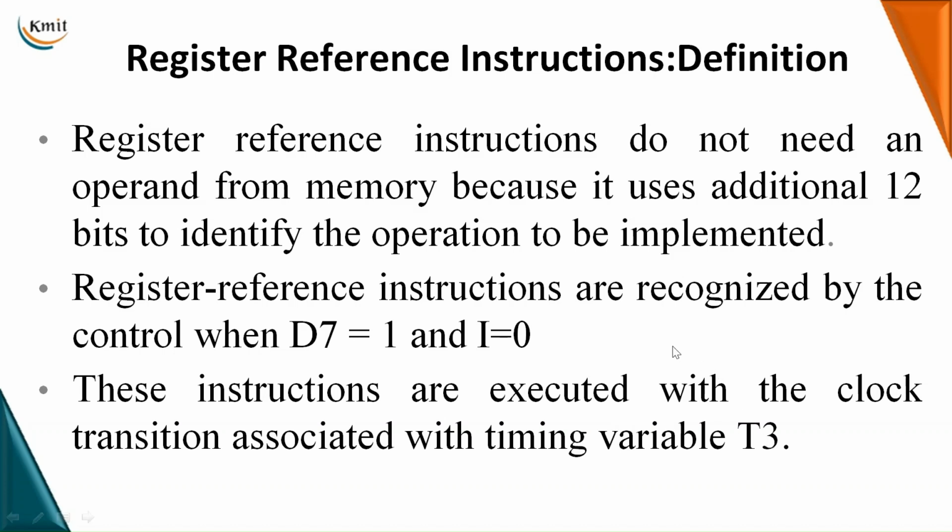In the case of a memory reference instruction, the execution starts at timing signal T4, because we are accessing the memory to fetch the operands in the clock cycle T3. But here we are not accessing any memory location, so the execution of the instruction directly starts with clock cycle T3, whereas T1 and T2 are used to fetch and decode the instruction.